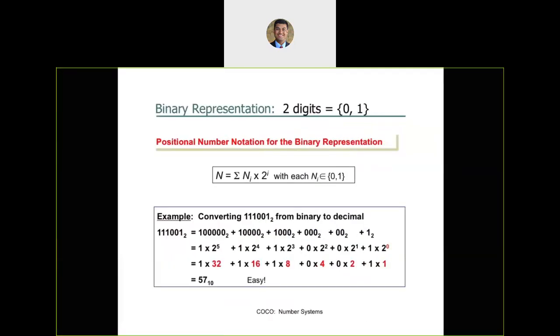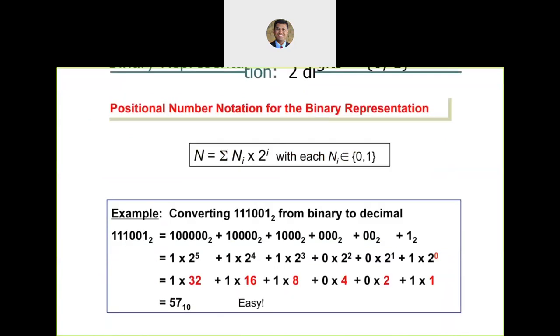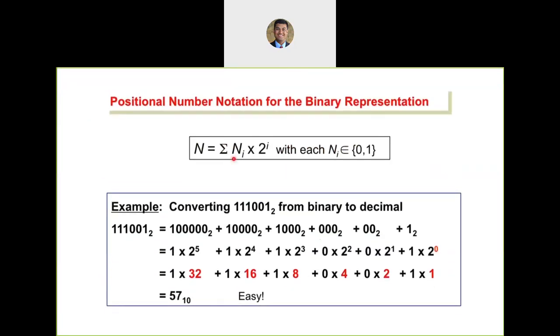Let's move on to binary representation. Binary representation has two digits, two symbols, 0 and 1. Same way to represent summation, n sub i, where n sub i now belongs to {0, 1}, because those are the two symbols, multiplied by increasing powers of the base. In this case, the base is 2, so 2 raised to i. Earlier, it was 10 raised to i.